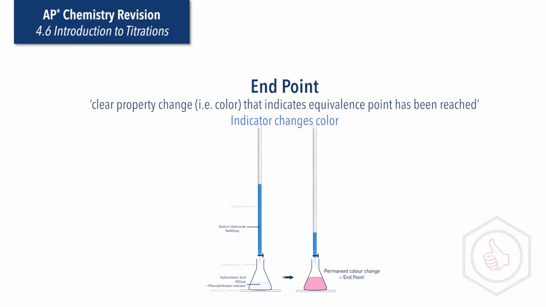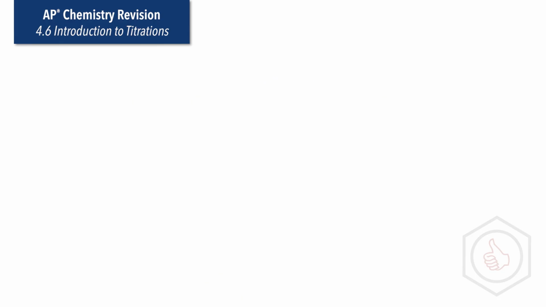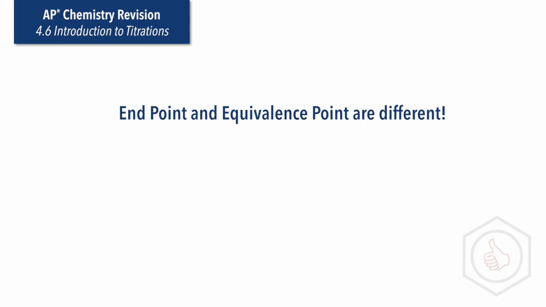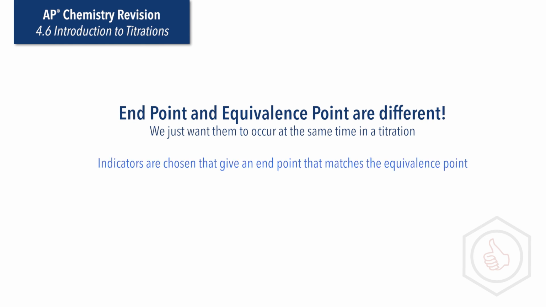Notice here that the end point and equivalence point in a titration aren't actually the same thing, but we want them to occur at the same point. So an indicator should be chosen that will have an end point that matches the equivalence point for the given reaction. So for an acid-base titration, the pH that will cause an indicator to change color should be the same pH achieved when the acid and base react together perfectly.